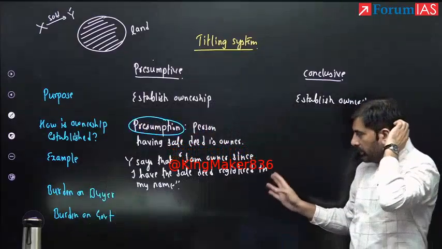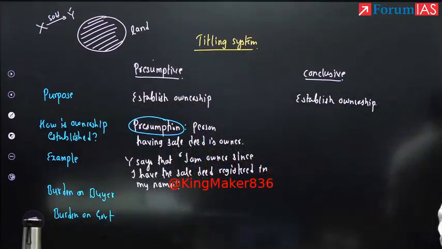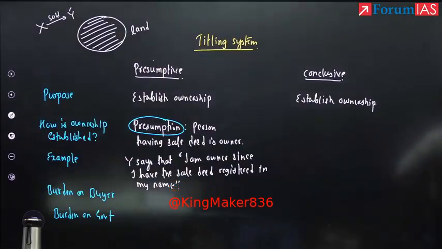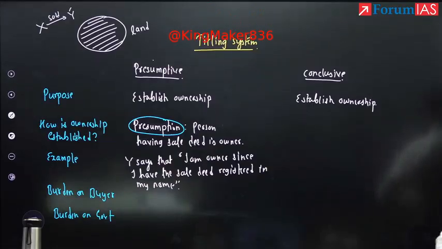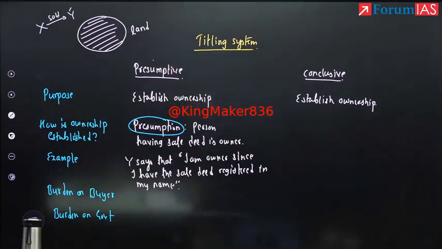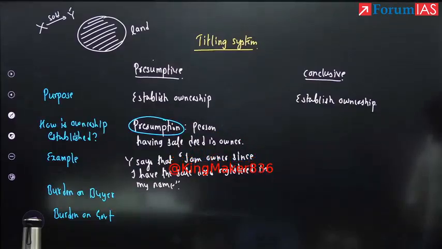Burden on the buyer, minimum. Burden on the government, higher burden on the government, as the government has to confer title after doing background verification. Next.